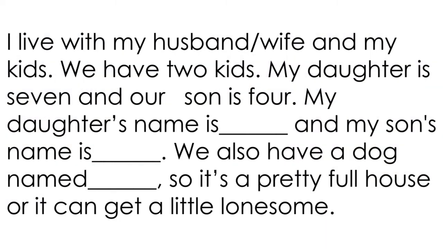I live with my husband, or I live with my wife and my kids. We have 2 kids. My daughter is 7 and our son is 4. My daughter's name is whatever it is. My son's name is whatever his name is. We also have a dog named whatever our dog's name is. So it's a pretty full house. Or, if you live alone, it can get a little lonesome.